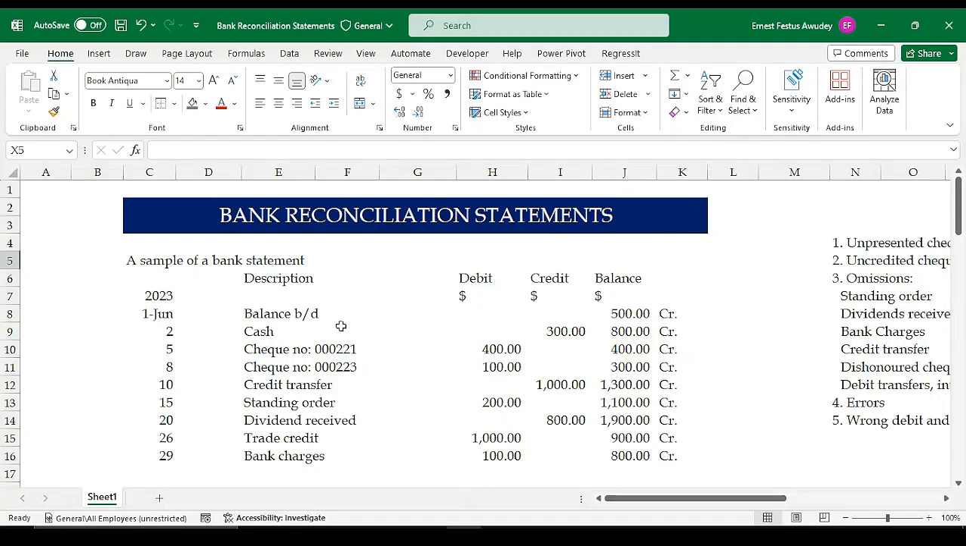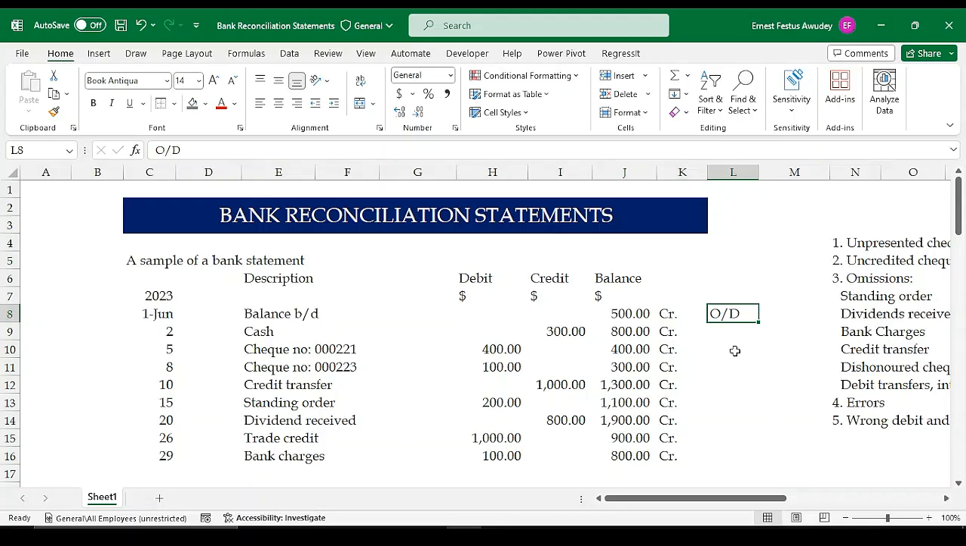Now, let me explain the bank statement before we continue. So this is the bank statement. It also has a date, a description column, a debit column, a credit column, and a balance column. You have credits attached to the balances here. There are times you can see what we call OD. So if you don't see credit, you will see OD.